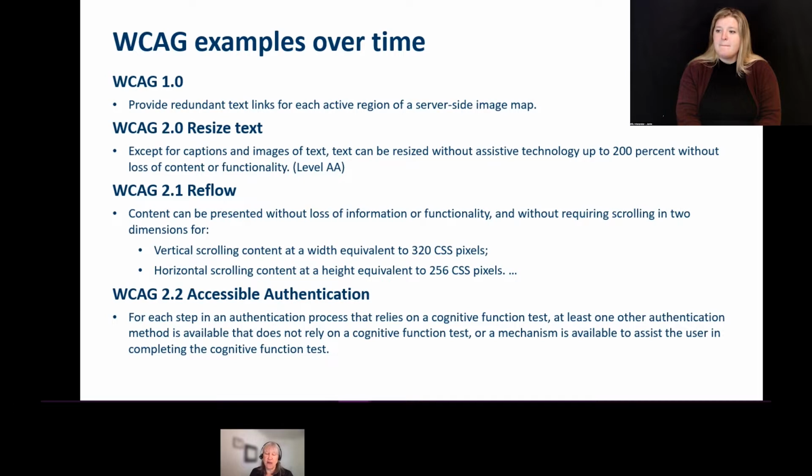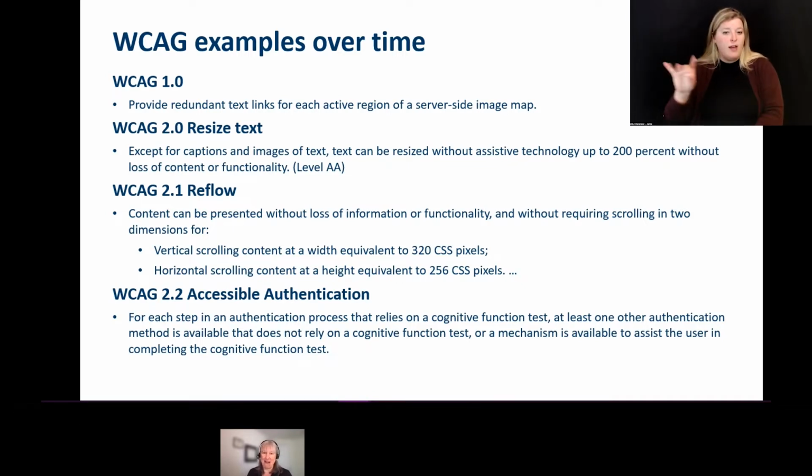I wanted to give some examples of how WCAG has evolved over time. The very first version, WCAG 1, really was pretty technology specific. And so an example criteria from that time was provide redundant text links for each active region of a server-side image map. Now, most of us aren't using image maps these days, and so the problem with being pretty technology specific is it becomes outdated rather rapidly. So when WCAG 2 was introduced later, it really had a goal of being technology agnostic, or as technology agnostic as it could be. It came out in 2008.